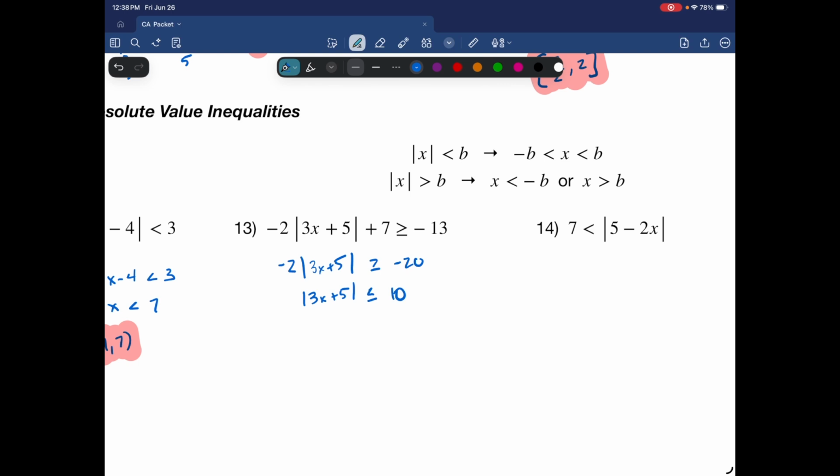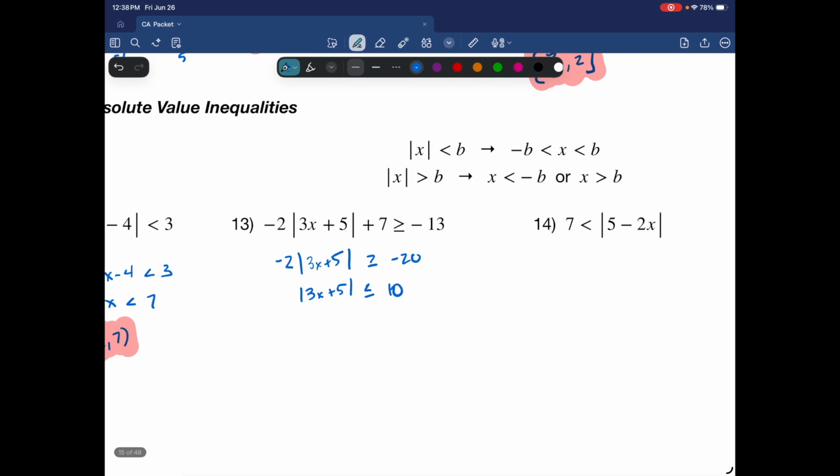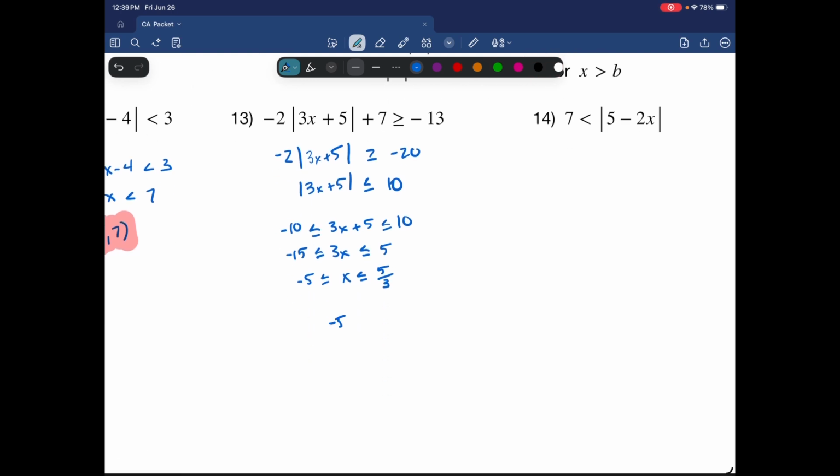All right, so now this is absolute value less than some number. So that is another compound inequality. So you got negative 10 less than or equal to 3x plus 5 less than or equal to positive 10. Subtract 5, so you got negative 15 less than or equal to 3x, less than or equal to 5. So divide by 3, you got negative 5 less than or equal to x, less than or equal to 5/3. And so negative 5, comma, 5/3, bracket on both. All right.